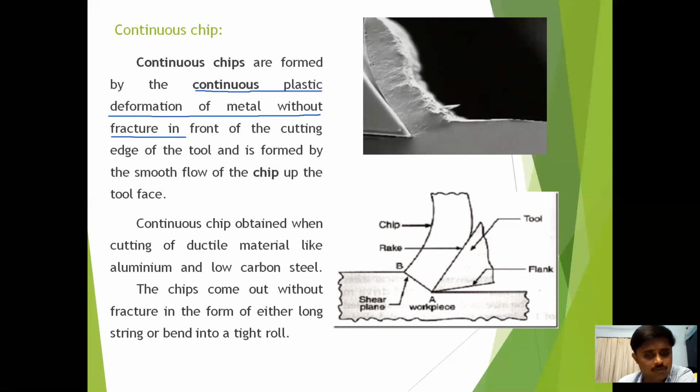Examples are aluminum or low carbon steels. Anyway, the chips come out without fracture in the form of either long string or bend into a tight roll. Here, when the material is removed from the workpiece, that chip will flow continuously. That means there is no breaking of the chip in the case of the continuous chip. You will get a continuous chip, just like a ribbon. So this is about the continuous chip.